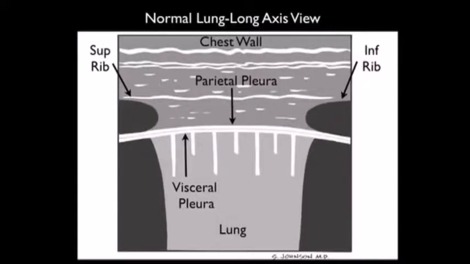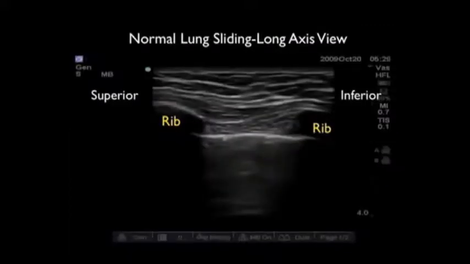Now, while I've depicted these as two separate layers, in reality on ultrasound examination, they're seen as a single shimmering white line that moves back and forth as the patient breathes. And as the patient breathes, we can see white comet tails, or linear vertical lines, coming off the pleura down deep into the lung. So that will be the normal finding of a lung in long axis configuration.